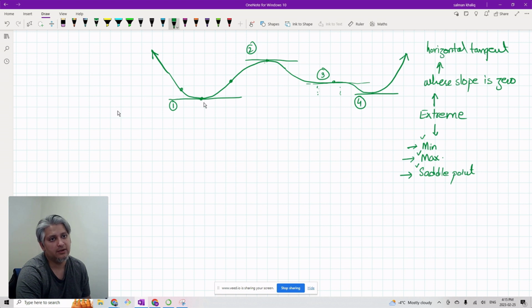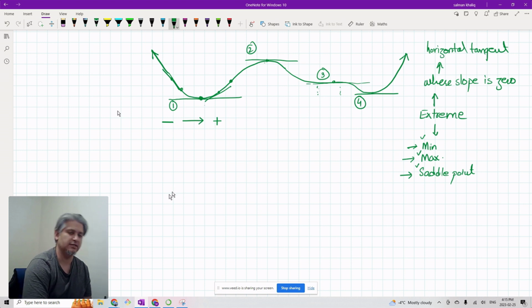We go on the left-hand side of every point. So this is a point, go on the left-hand side and find the slope at any point. At this point, I can see the slope is negative. And go on the right-hand side and find the slope at any point. I find the slope, I get a positive. So on the left-hand side of this point, the slope is negative, on the right it is positive, which means the slope is changing from negative to positive.